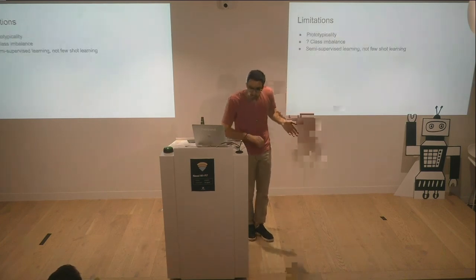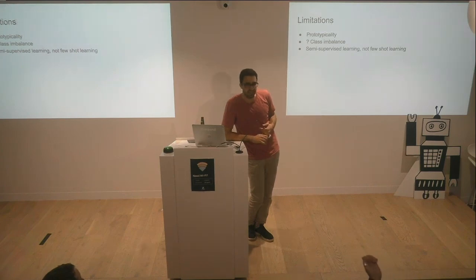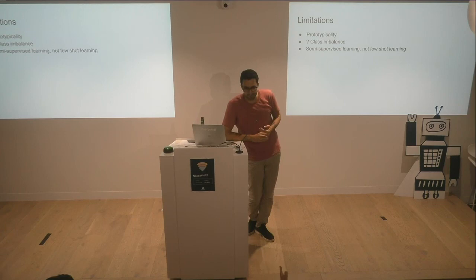So limitations: as I mentioned before, there's prototypicality. I have kind of a question mark. It wasn't discussed in the paper, but there's class imbalance, like if you have many more examples of one thing than of another, which I've heard can happen. Then I'm not entirely convinced. I think it would probably jump to the common class. The problem is we have a lot of examples of balanced data sets.